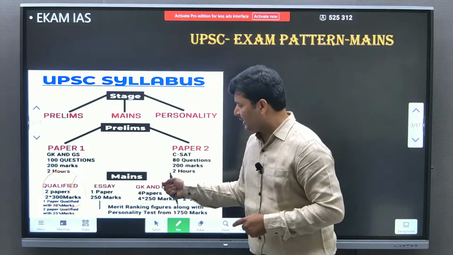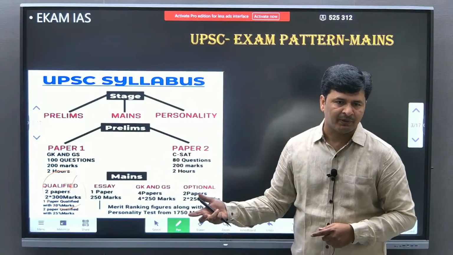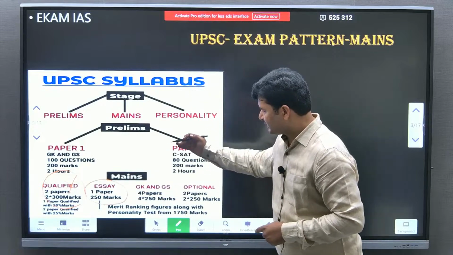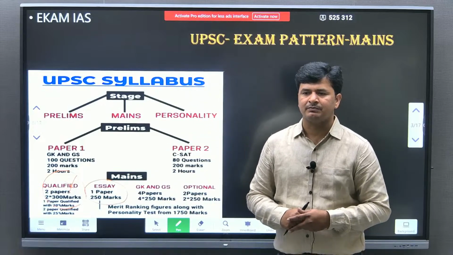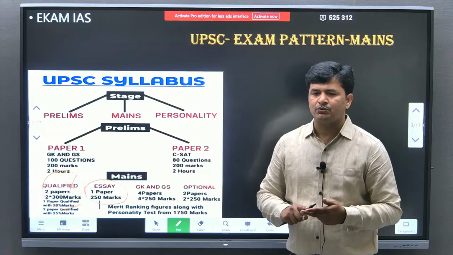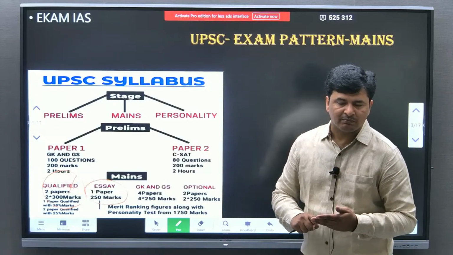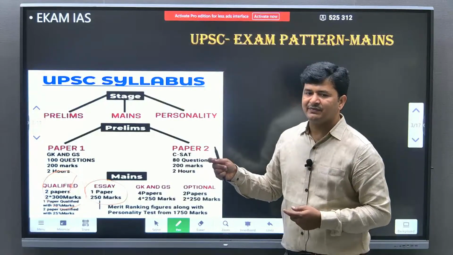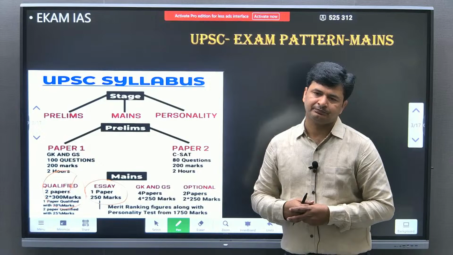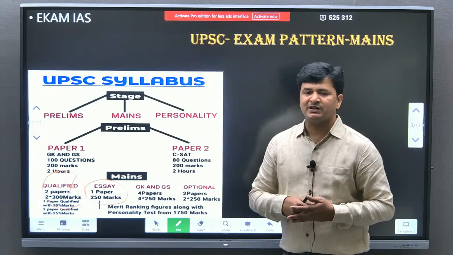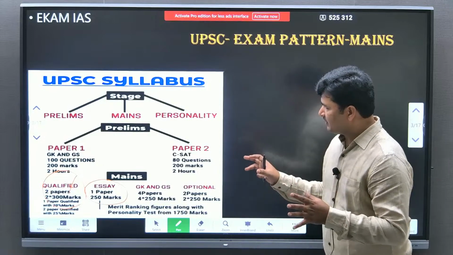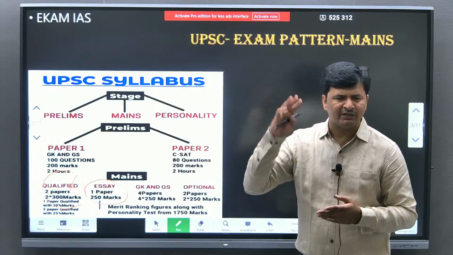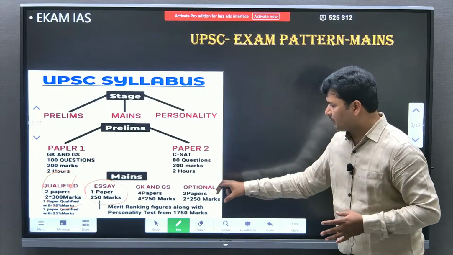In mains, we have a total of 7 papers. The first paper, the general essay, has 250 marks, and the remaining are 6 papers. We call them GS1, GS2, GS3, GS4, and GS5, so 5 general studies papers, and the 6th and 7th papers are the optional. We are not here to discuss the general studies papers. My point is just to explain prelims, mains, and optional, followed by the interview. That is another story.